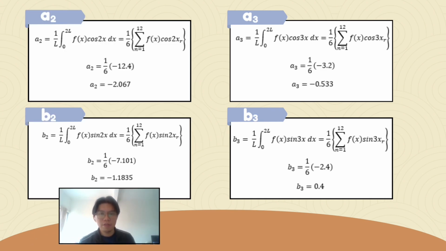Okay, next we need to find a2, b2, and a3, b3. The formula is almost the same, but the value of x is changed. For a2 and b2 we use 2x, and for a3 and b3 we use 3x. The value for a2 is -2.067, and for b2 we got -1.1835. For a3 we got -0.533, and b3 is equal to 0.4.